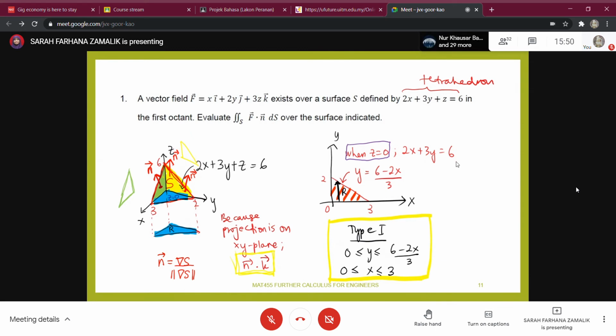Saya guna y as subject so that I know I want to evaluate by using dy and then dx. Vertical oriented region. Okay, vertical. From Y starts from 0, so this line is Y equals to 0 until it touches upper line here, which is Y equals to 6 minus 2x over 3. So that's why saya nak evaluate guna type 1, which is dy dx. How about your x? X starts from 0 until 3, okay? So semua komponen ni kena ada dulu so that you can evaluate your surface integral.